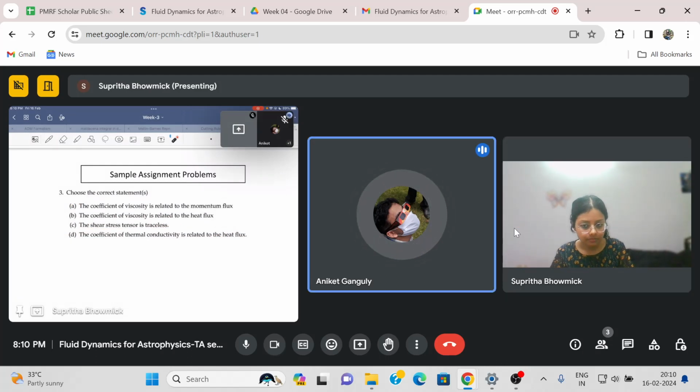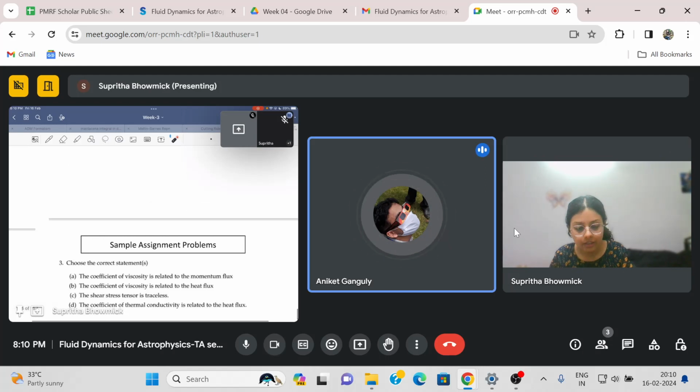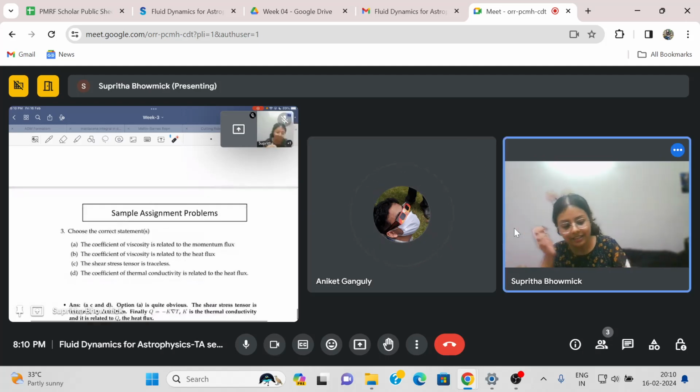No, only the diagonal components are the shear stresses. Oh, no, no, no. Let me correct.